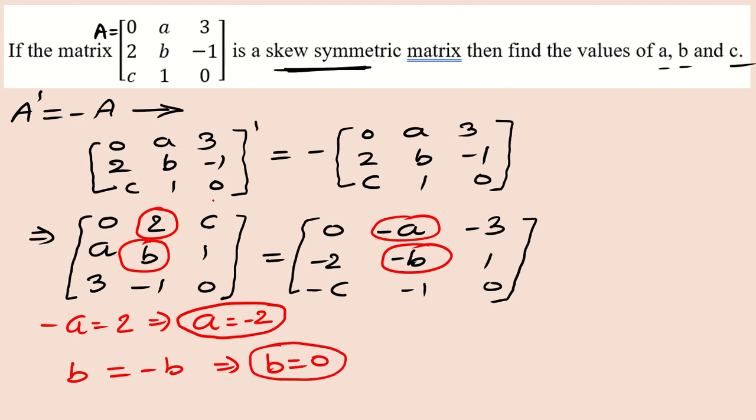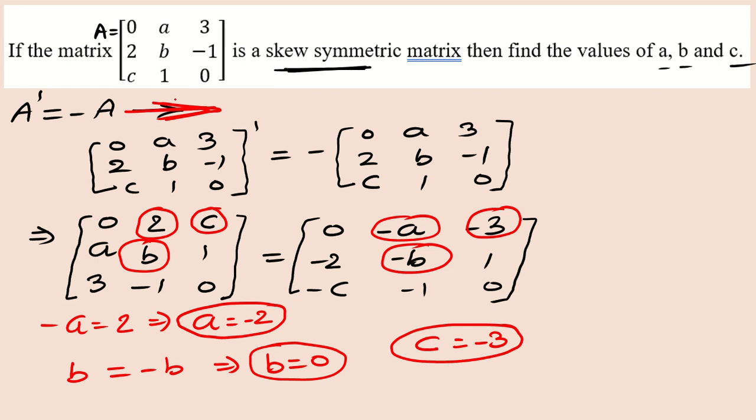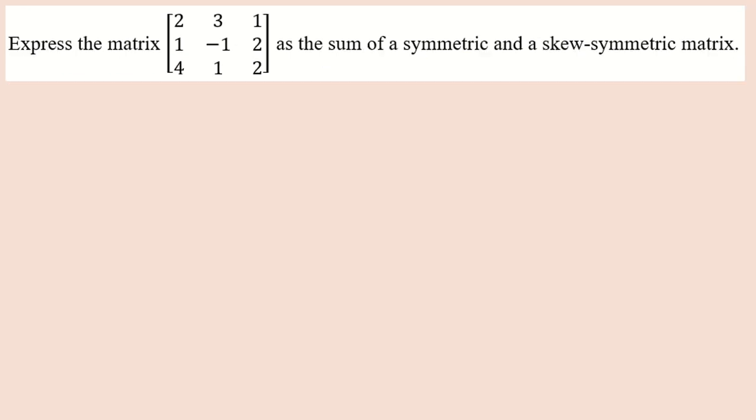And where do we have C? Yes, we have C here. So we can find it directly. So C will be equal to minus 3. See how easily we got the answer if you remember this small thing: what is the meaning of a skew-symmetric matrix? Skew-symmetric means when the transpose of the matrix is equal to the negative of the matrix, then it is called a skew-symmetric matrix.